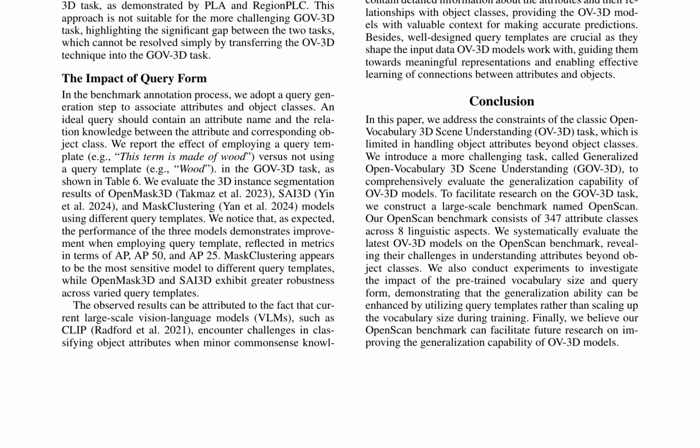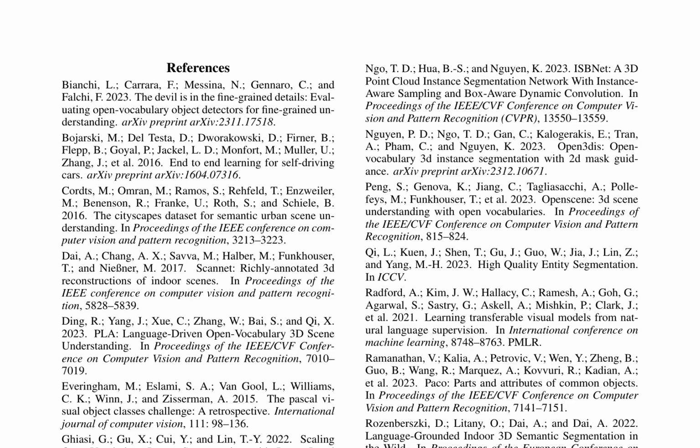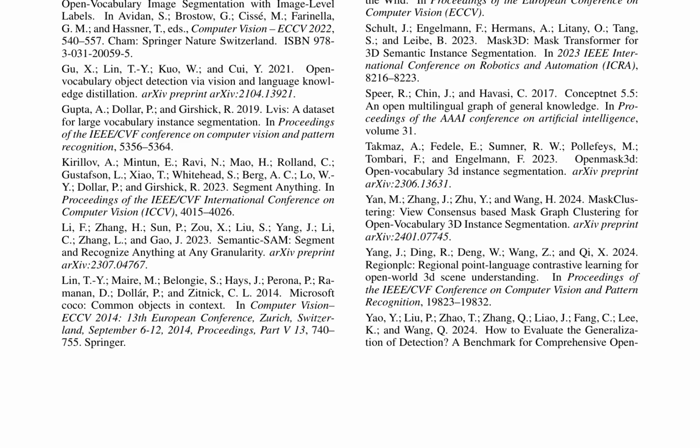To facilitate research on GOV3D, a large-scale benchmark named OpenScan is constructed. The benchmark consists of 347 attribute classes across 8 linguistic aspects. The paper evaluates the latest OV3D models on OpenScan, revealing challenges in understanding attributes beyond object classes. Experiments demonstrate that enhancing generalization capability can be achieved by utilizing query templates rather than scaling up the vocabulary size during training. The paper concludes by highlighting potential strategies for improving OV3D models, including leveraging explicit relationship modeling within OV3D models and well-designed query templates.